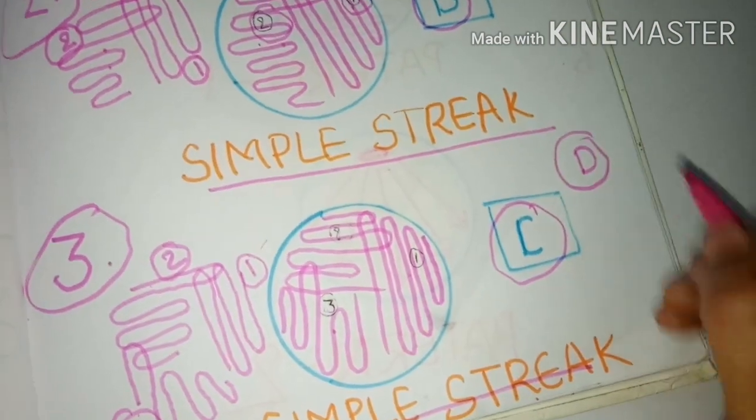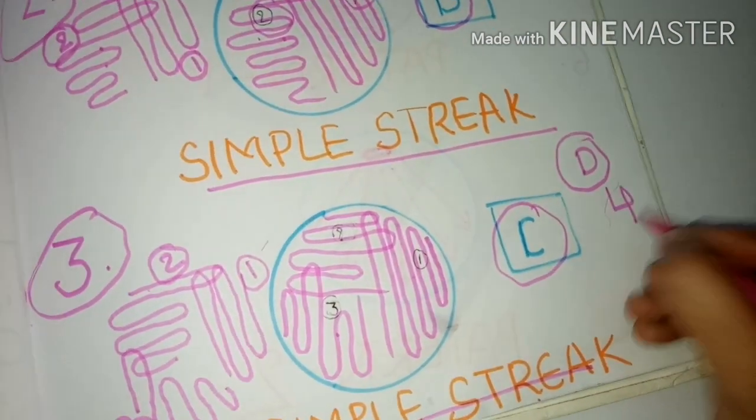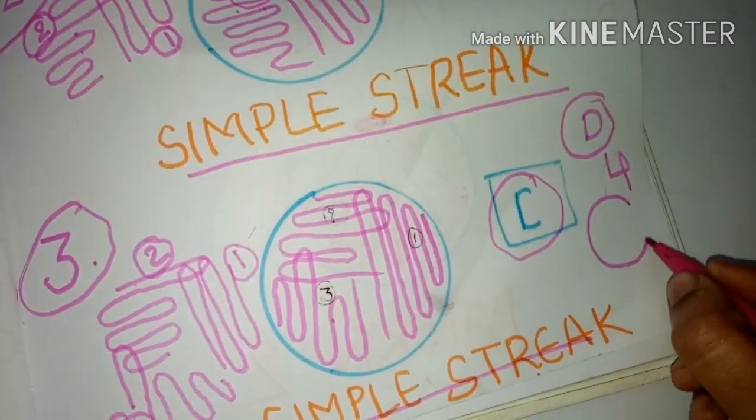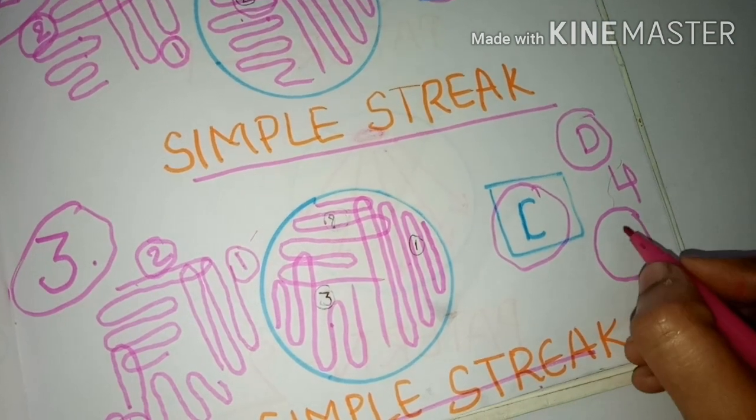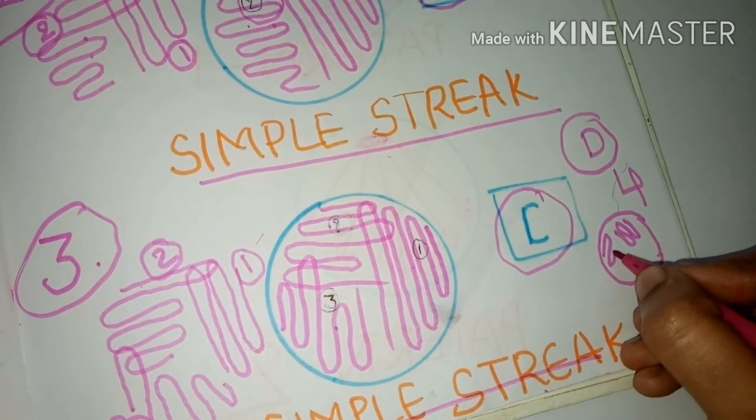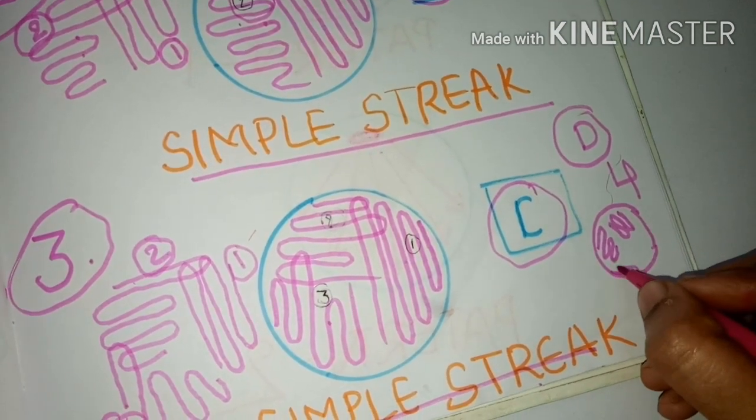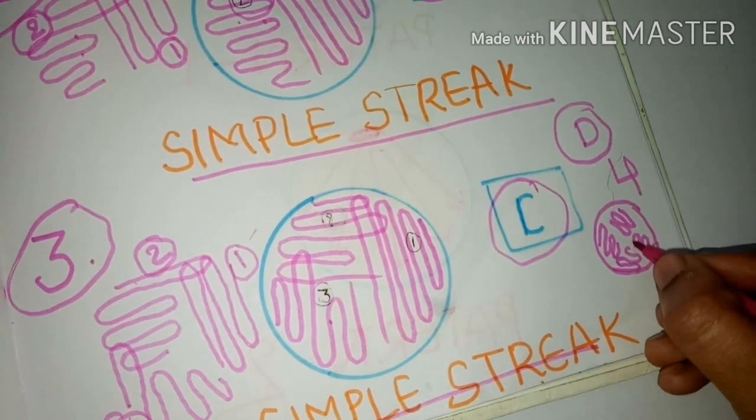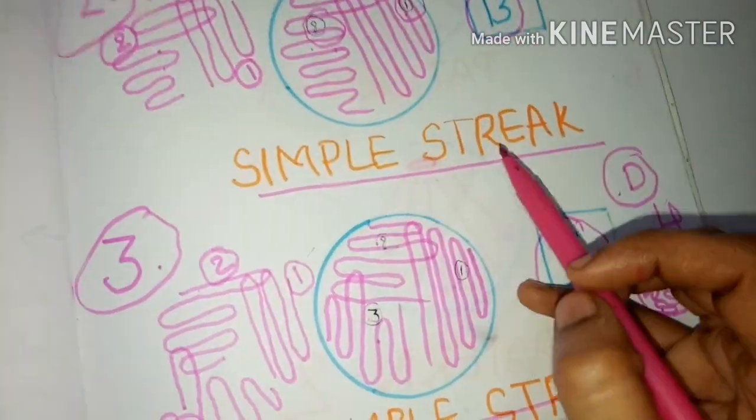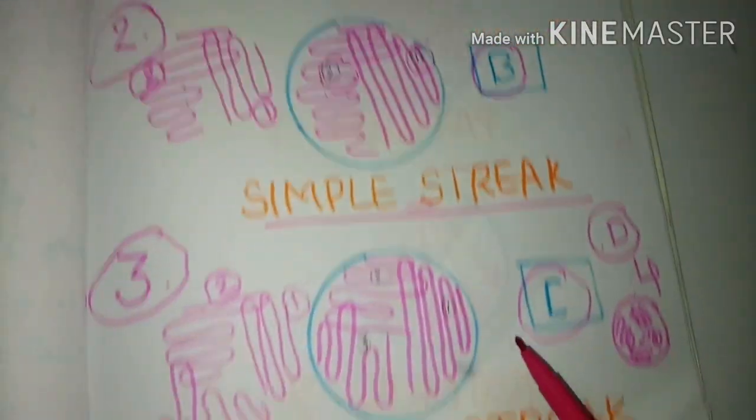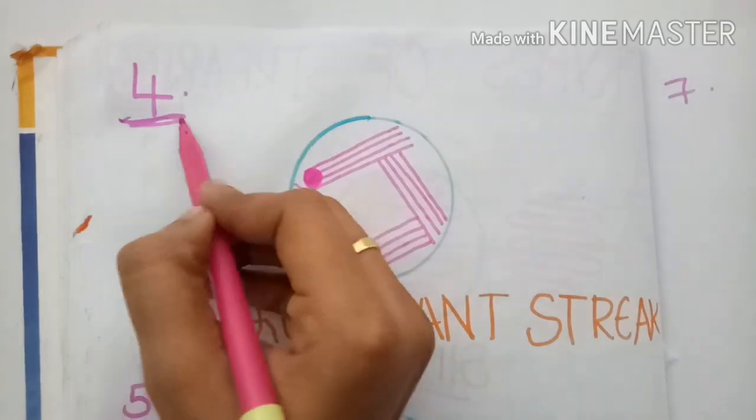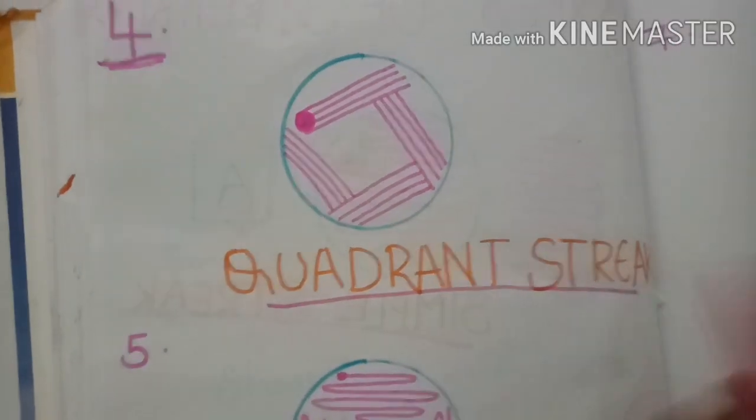In the simple streak, the D type is also present. Here it contains a four-streak method on the plate, which means it contains quadrants. Let's see how it is drawn on the plate. In the corners we can streak it. First one, this one is the second one, this one is the third one, and the next one is the fourth one. Roughly I have drawn it here. On the agar plate we can draw very easily based on the space available. These are the different types of simple streaks we can draw on the agar plate for the isolation of the bacteria.